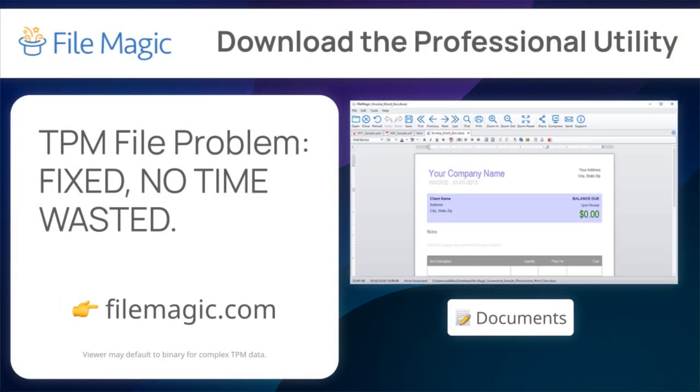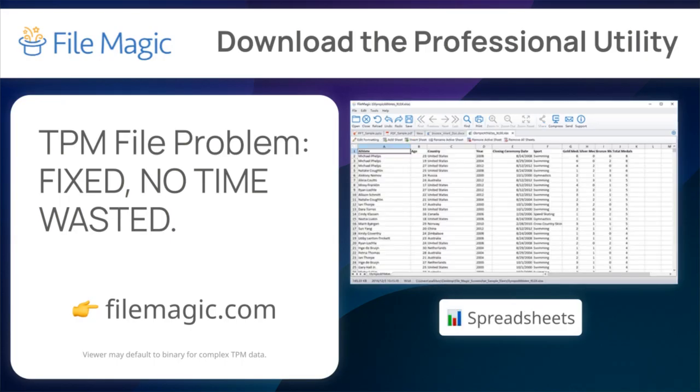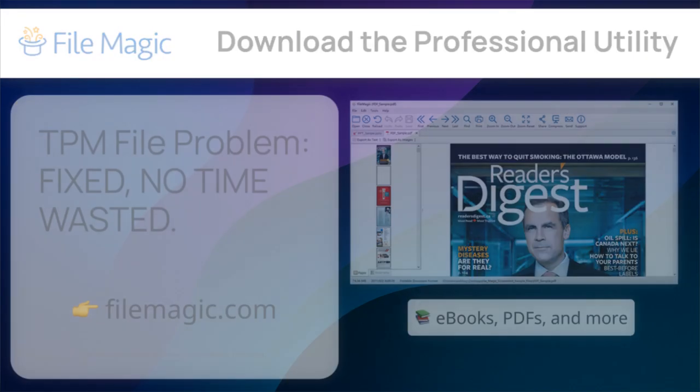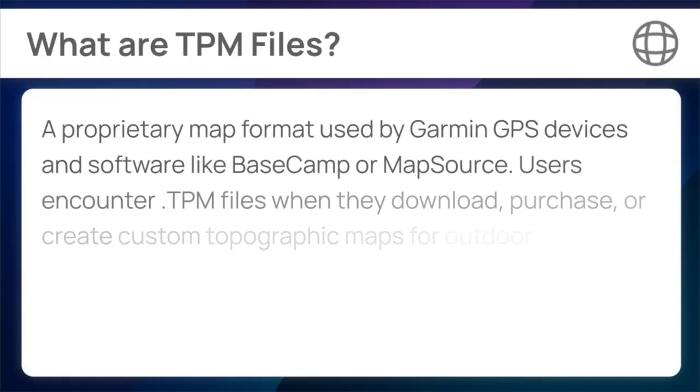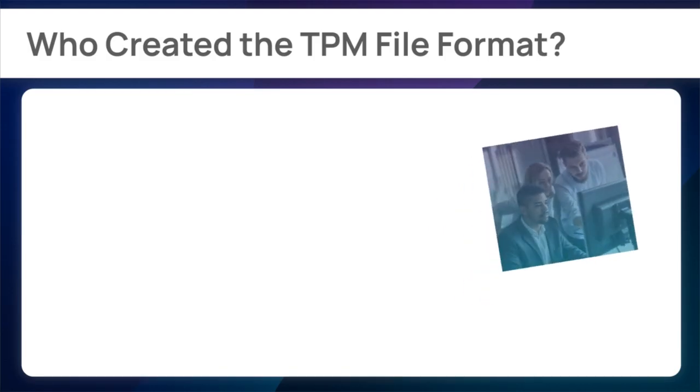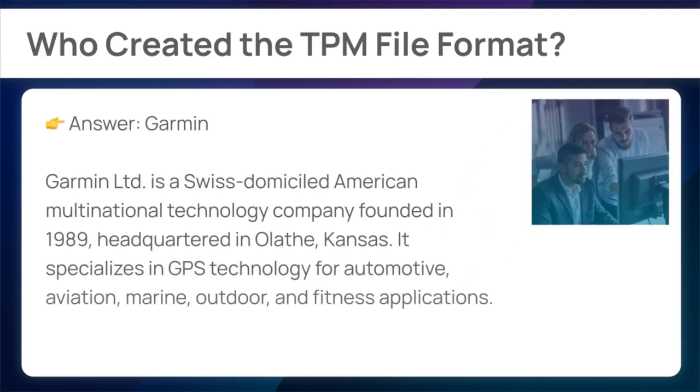This involves the correct application of a single premium TPM file inspection utility designed for broad spectrum file support. A proprietary map format used by Garmin GPS devices and software like BaseCamp or MapSource. Users encounter TPM files when they download, purchase, or create custom topographic maps for outdoor activities like hiking, hunting, or geocaching. The file contains detailed elevation contours, trails, and points of interest.